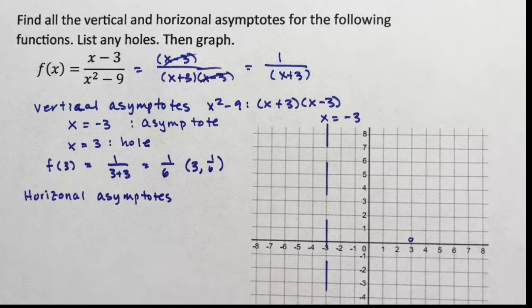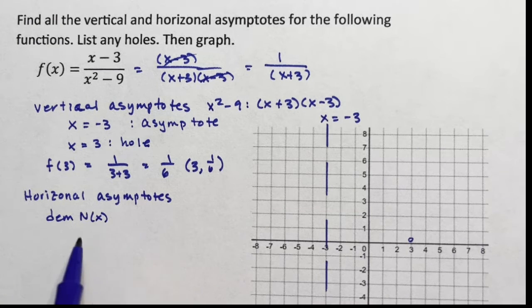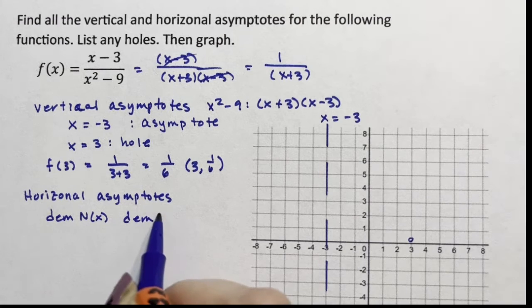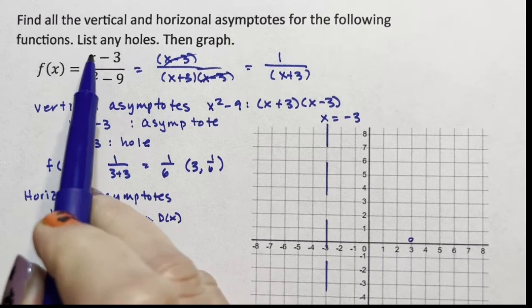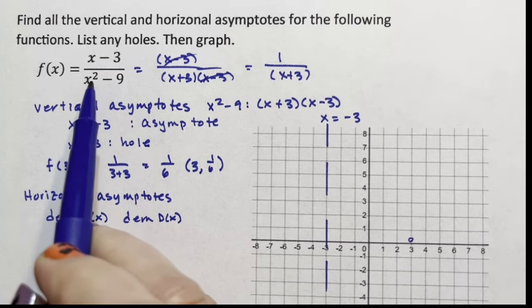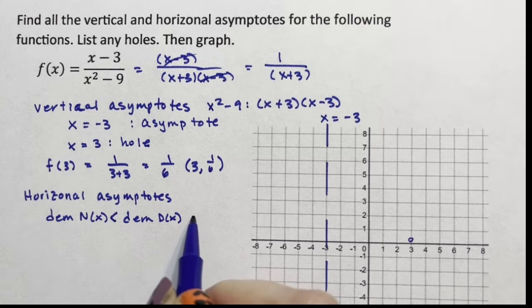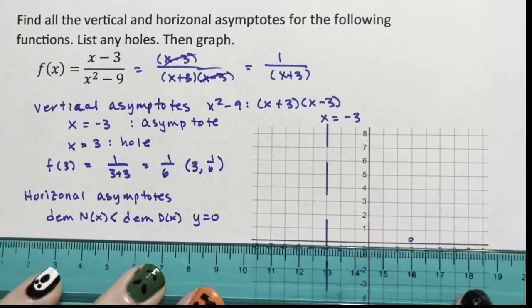asymptotes, the way we test for those is we look at the degree of the numerator polynomial versus the degree of the denominator. The degree of the numerator is 1, the degree of the denominator is 2, so the numerator is less than the denominator. In that case, y equals 0 is a horizontal asymptote. So I can put that in.